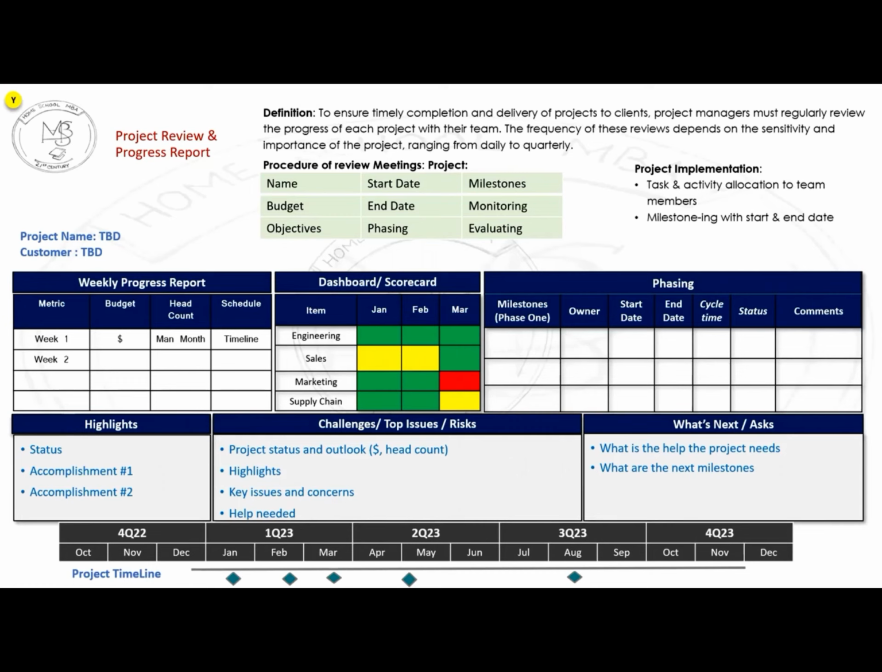So in this phasing, you have set milestones, phase, as we discussed, and owner. That means who is responsible for this, when it is to be started and when it is to be ended, and then the cycle time, that is, how long it is going to take, and then status, which we discussed on the dashboard side, that is, what is the status of the project, and then your comments. For example, you have shown a red light in red color in marketing.